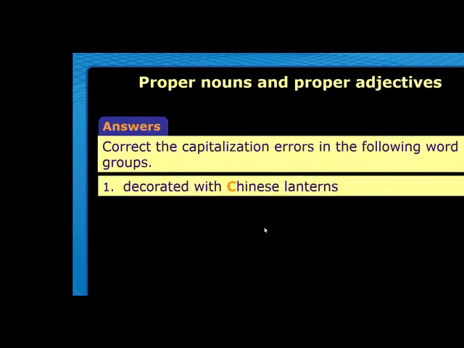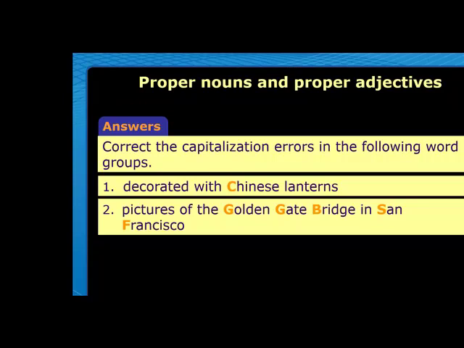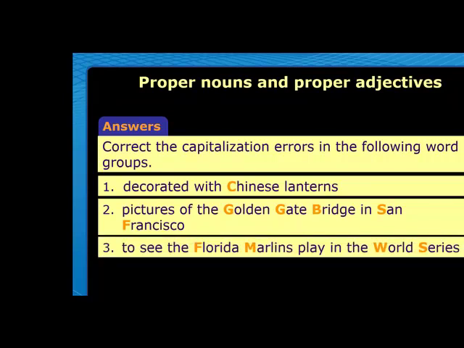Yes, Chinese, a proper adjective. Golden Gate Bridge. Most of you missed this, okay? Because you're not familiar with this, all right? San Francisco, you got it right. That's the name of a city. Florida Marlins. This is the name of a team.